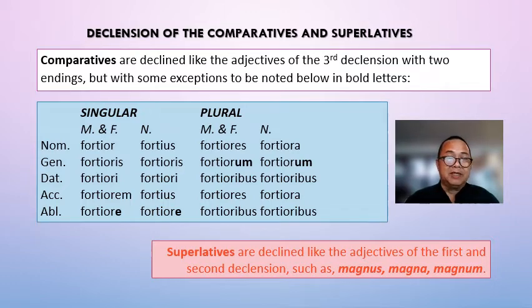Now, for the superlative, it is not very difficult because they are declined like the adjectives of the first and second declension, like manius, mania, manium, masculine, feminine, neuter. So mani, manie, mani, manio, manie, manio, manium, maniam, manio, manio, mania, manio, and so on. So there is no problem with that.